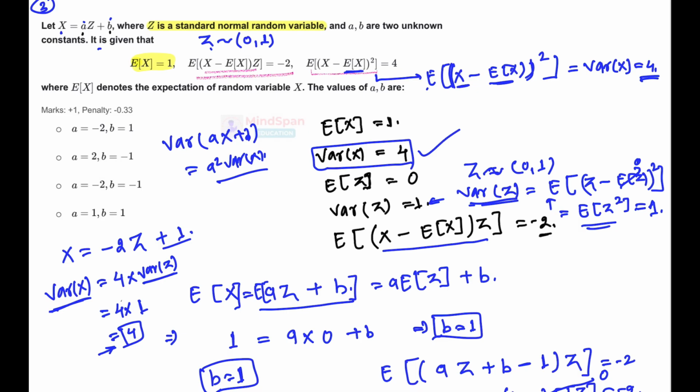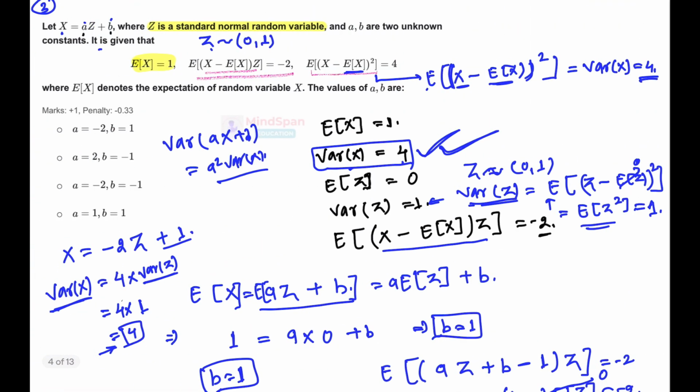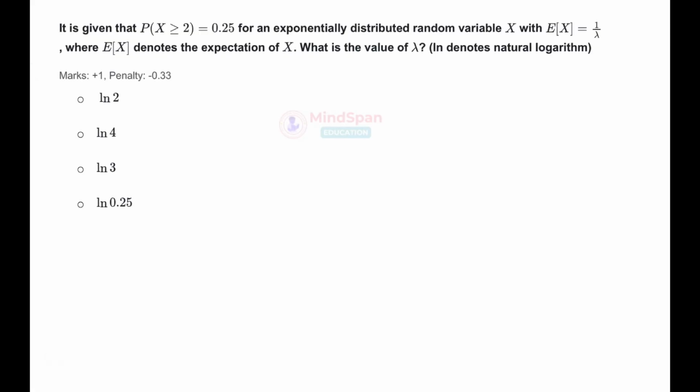and we have also given in the question that the variance of this random variable x is equal to 4. Alright, we have solved this question. Now let's proceed for next question. Now let's look at this question number 4.